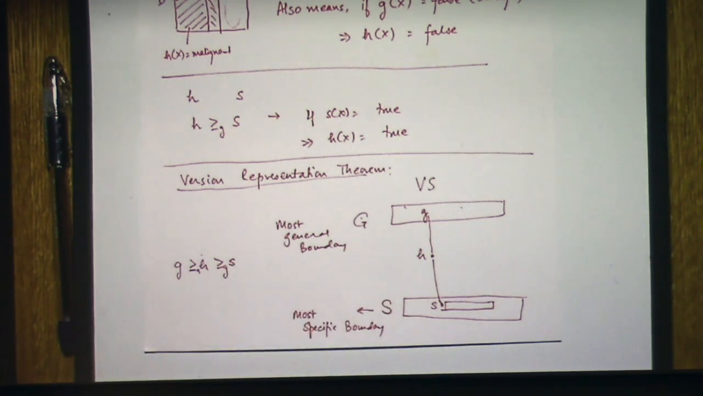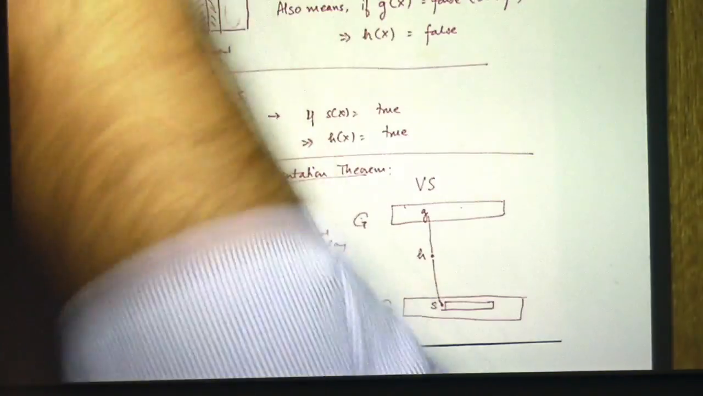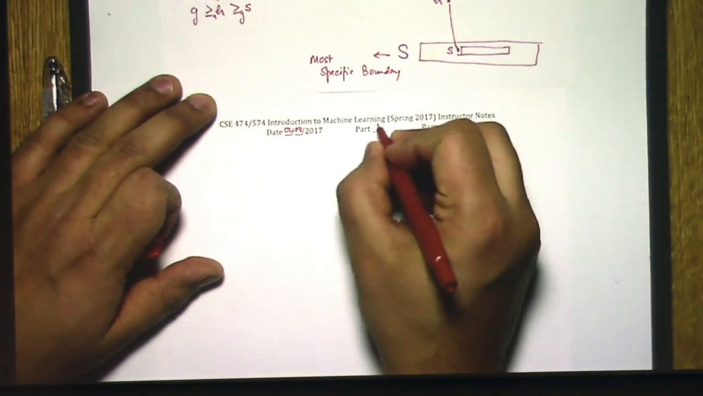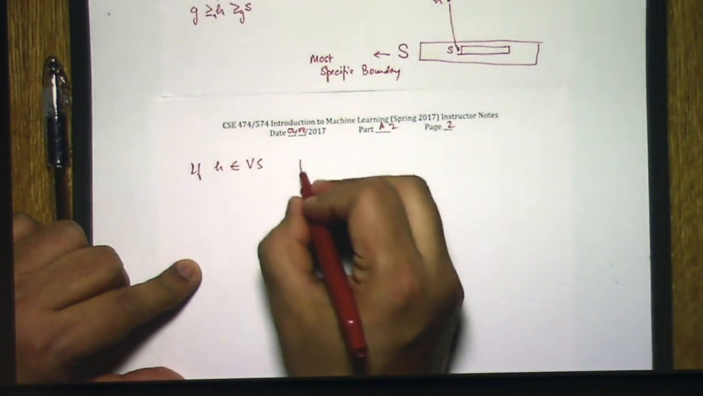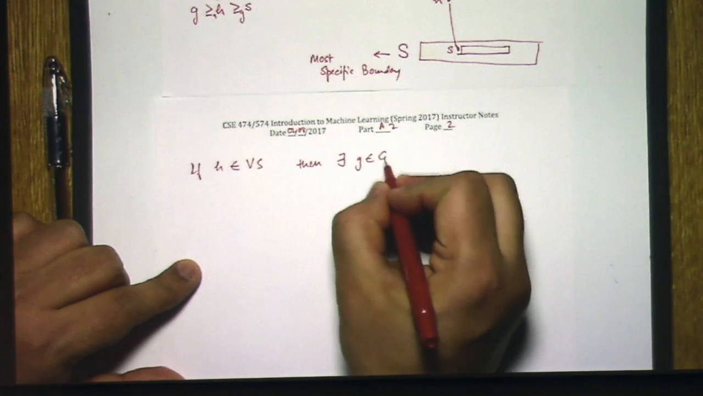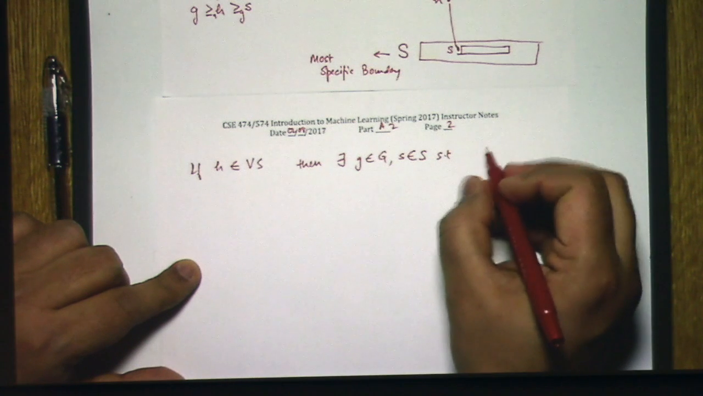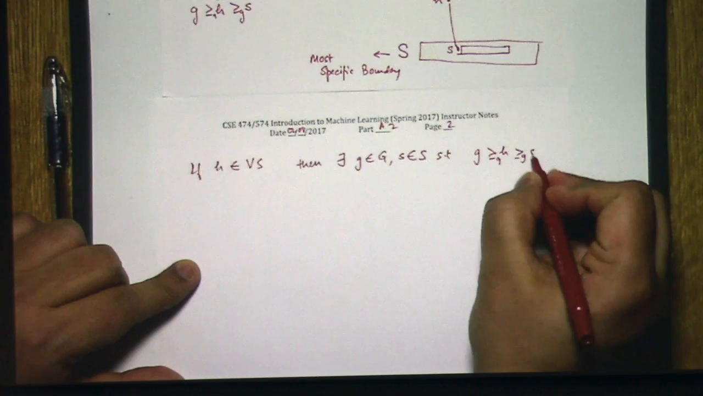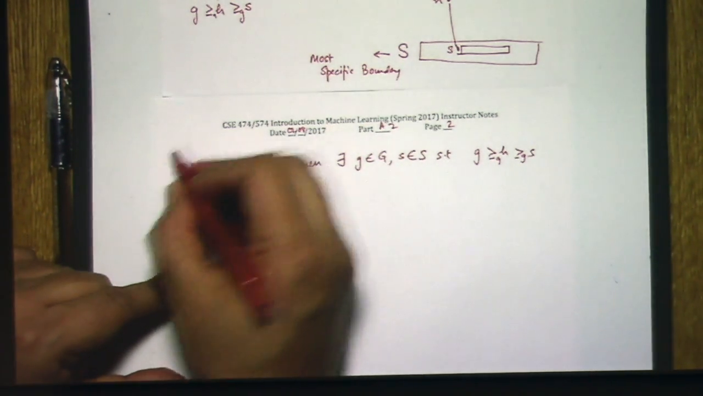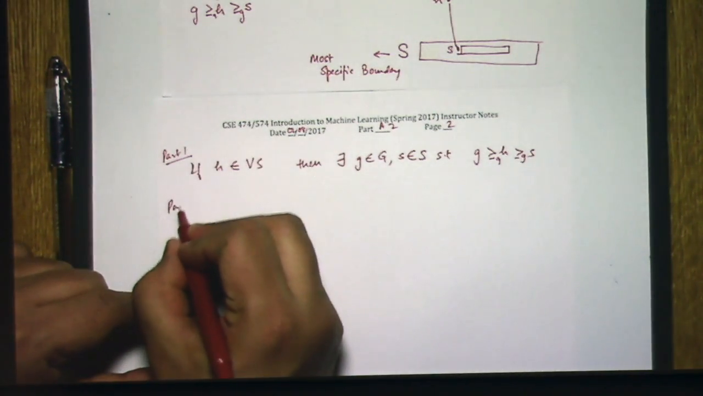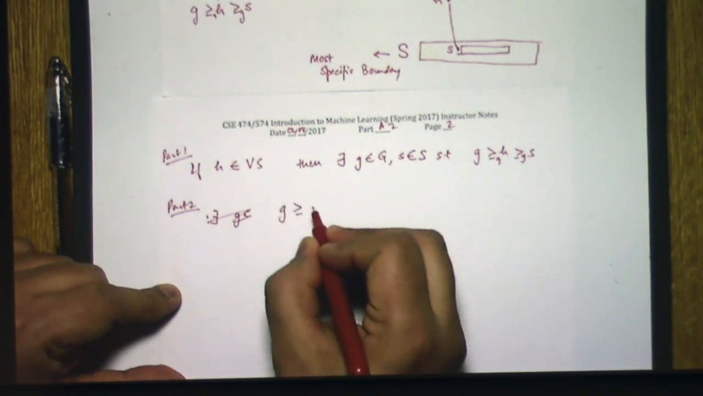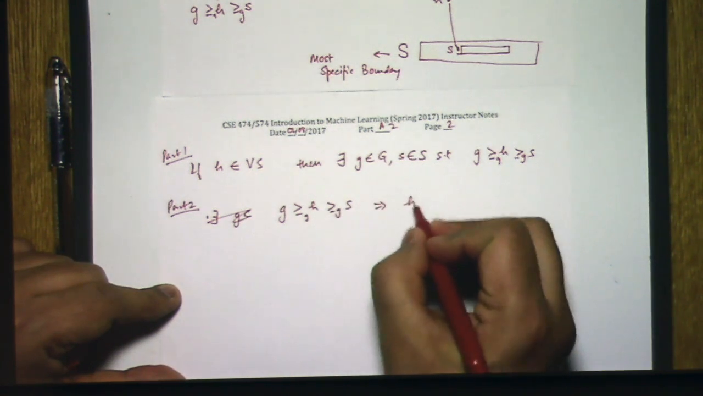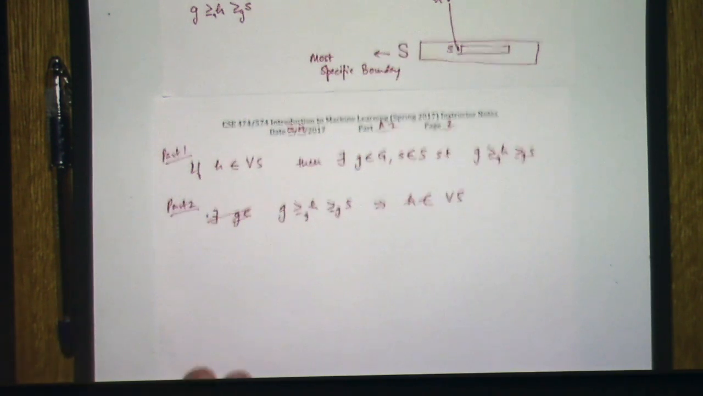So what we need to prove is two things. We need to prove that if H belongs to the version space, then there exists G in uppercase G and S in uppercase S, such that this relationship holds. Okay? And that is one side of the thing. So part one. And the part two that we want to prove is the other way, which is that if there is a hypothesis H such that it is bounded by G and S, this implies that H will belong to the version space. All right, so what this theorem says is that both sides will be true.